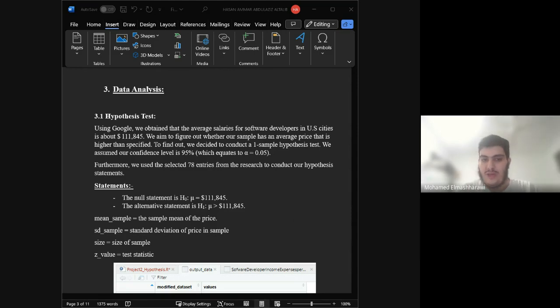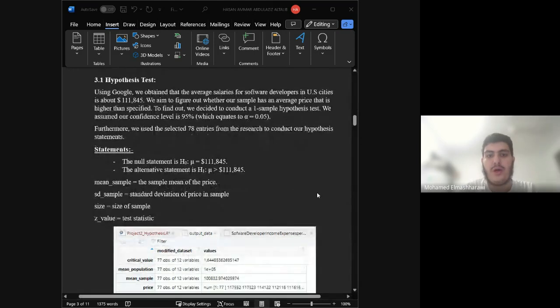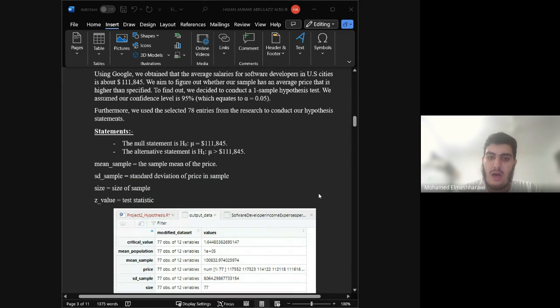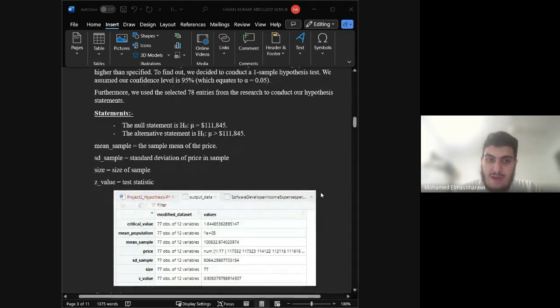In the beginning, we made the statements. The null statement, which is the basic statement, is mu equal to 111,845, which is the mean income for our software developers. We got it from Google, and in our hypothesis test we are aiming to get a mu greater than the null hypothesis that we made, which is the alternative statement. H1: mu is greater than $111,845.